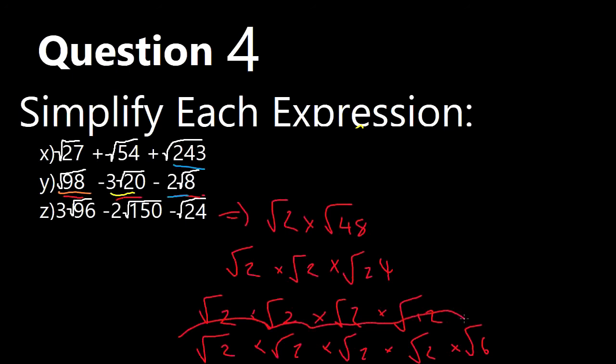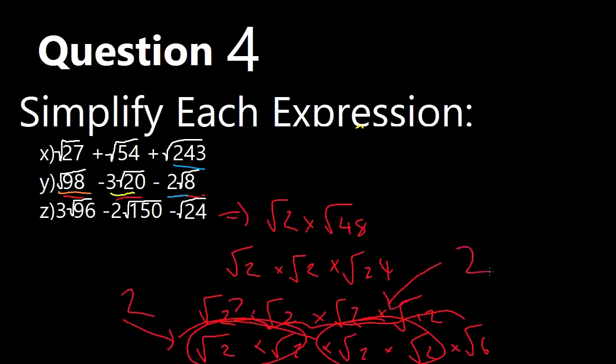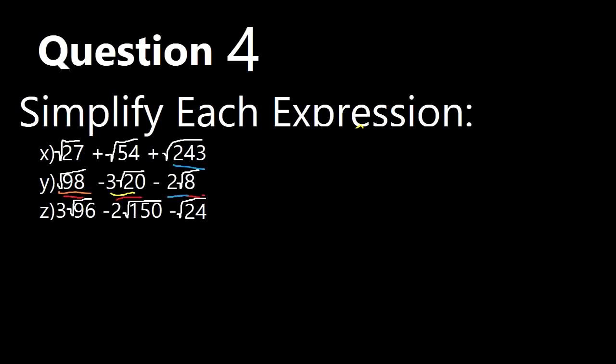So root 2 times root 2 times root 2 times root 2. So remember, this is a squared and this is a squared, so that's going to be equal to 2, and this is going to be equal to 2 as well, and then that 2 times 2 is going to be equal to 4 root 6. Okay, so the 96 can be written as 4 times root 6, and then because we have a 3 out in front, we're going to put that 3 in as well.